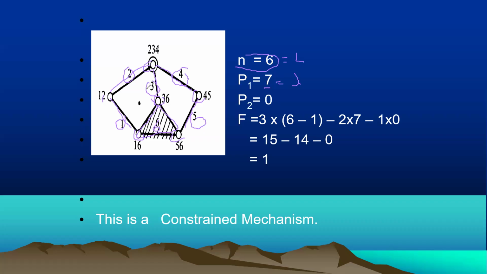Then this kind of mechanism doesn't have a second order degree of freedom, so it is 0. That means when we substitute in here, we are able to get that this is a 1 degree of freedom. So this is a constrained mechanism, right? Clear. Okay. So let's look at another example.